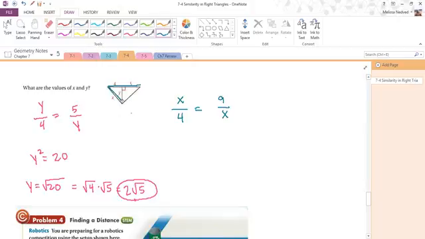Again, cross multiply to solve. X times x is x squared. 9 times 4 is 36. Get x by itself by square rooting both sides. X is equal to the square root of 36, which is 6. So x is 6, y is 2 root 5.